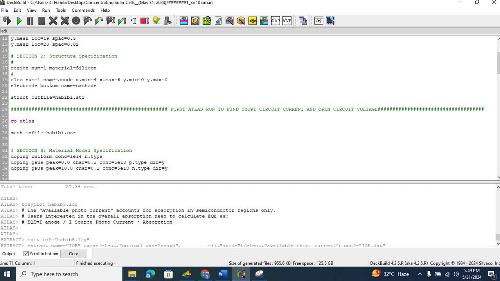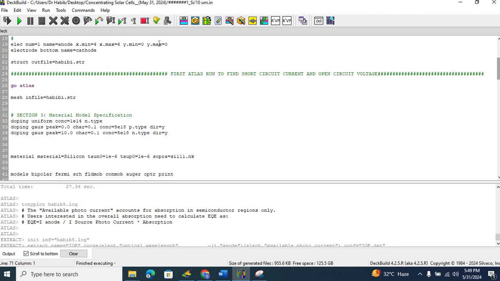My material is silicon. The top electrode is anode, the bottom electrode is cathode. I saved the structure, and then I call the structure in another block of Atlas.